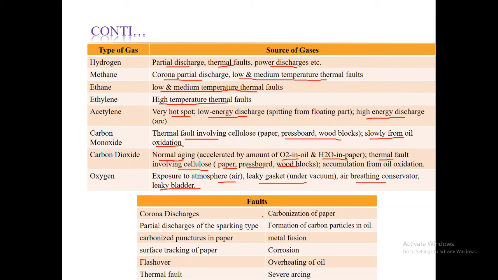So the faults which you observe by means of these gases are the corona discharge, partial discharge of sparking type, the carbonized puncture in paper, surface tracking, flashover, thermal fault, carbonization of paper, the formation of carbon particles, then metal fusion, corrosion, overheating of oils and severe arcing.